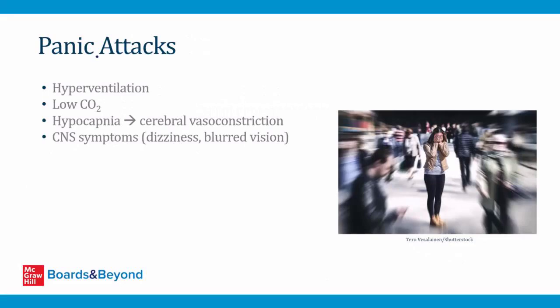Carbon dioxide and cerebral blood flow also play a role in some patients who have panic attacks. When patients experience overwhelming anxiety, they can develop hyperventilation, and that will lower the carbon dioxide level. As we've already seen, when you have low carbon dioxide and hypocapnia, that leads to decreased cerebral blood flow and cerebral vasoconstriction. So in some patients with panic attacks, this can cause central nervous system symptoms like dizziness and blurred vision. And all this ties back to basic physiology about CO2 levels and how that affects cerebral blood flow.